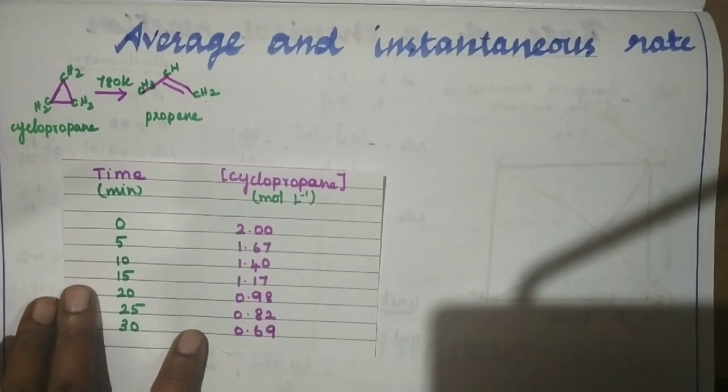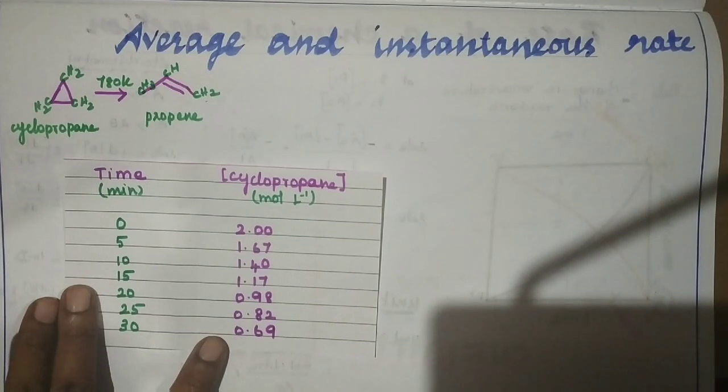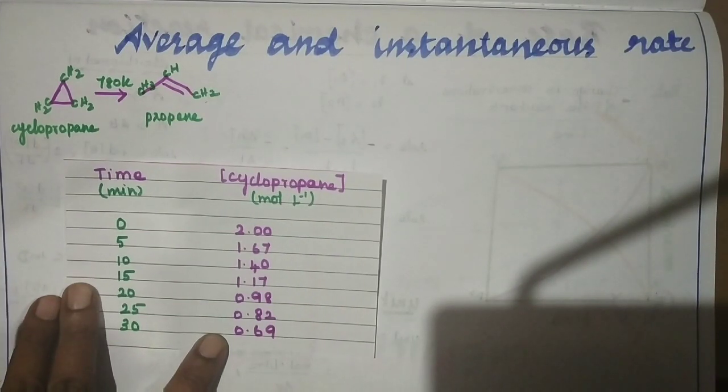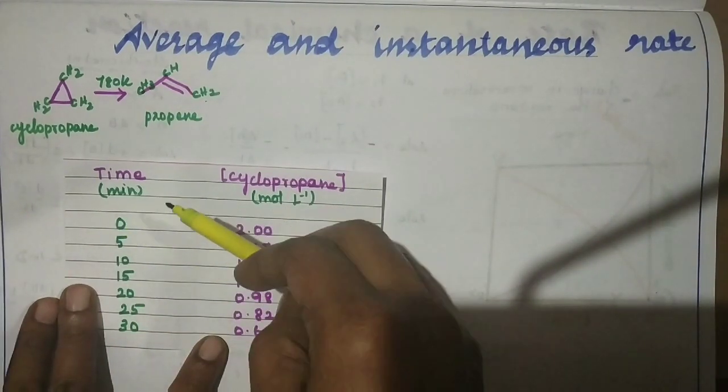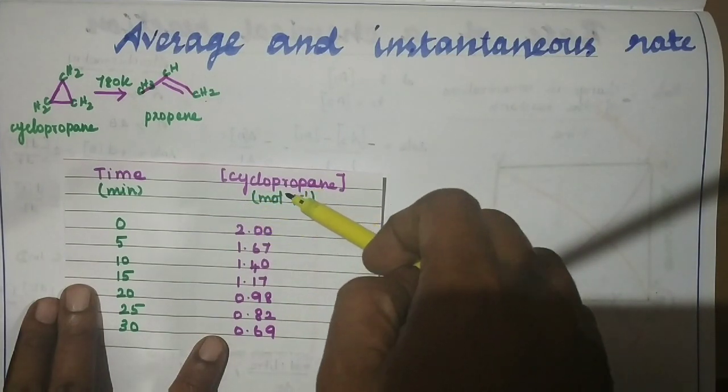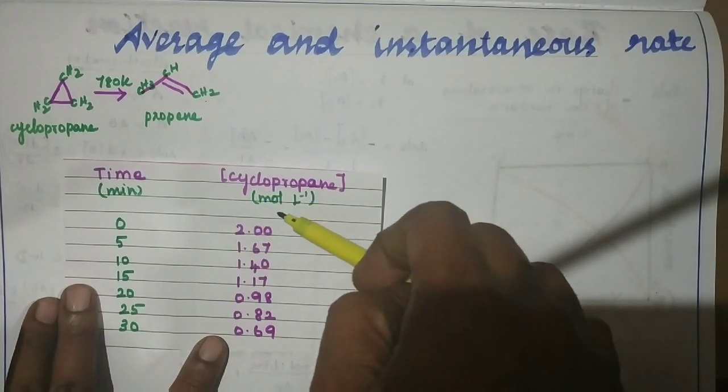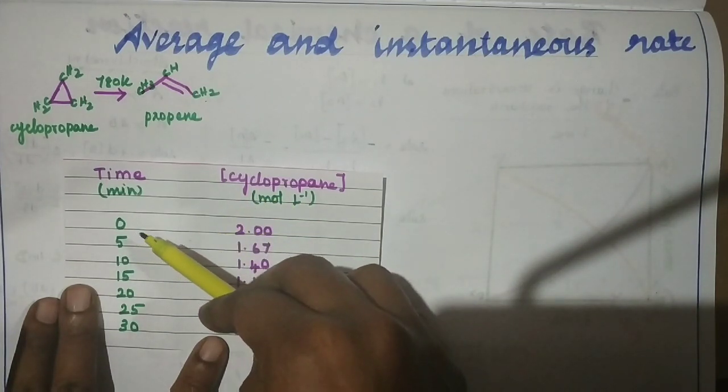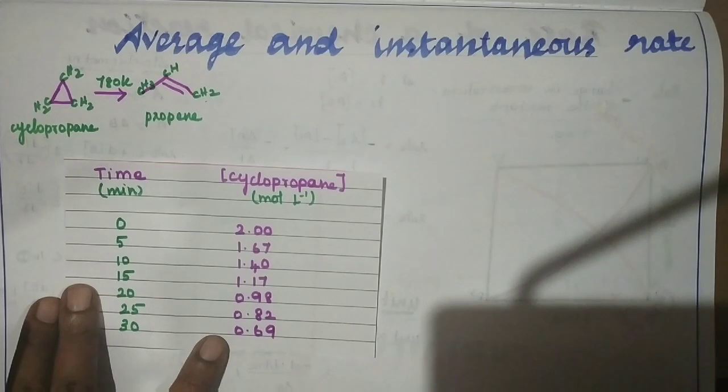Next one is the concentration of cyclopropane at various times during its isomerism at 780 Kelvin. Okay, so first of all we take time in minute units. Then the concentration of cyclopropane is in mole per liter. When the time is 0, the concentration of cyclopropane is 2.0. Then at time 5 it changes to 1.67. At 10 it is 1.40. At 15 it is 1.17.